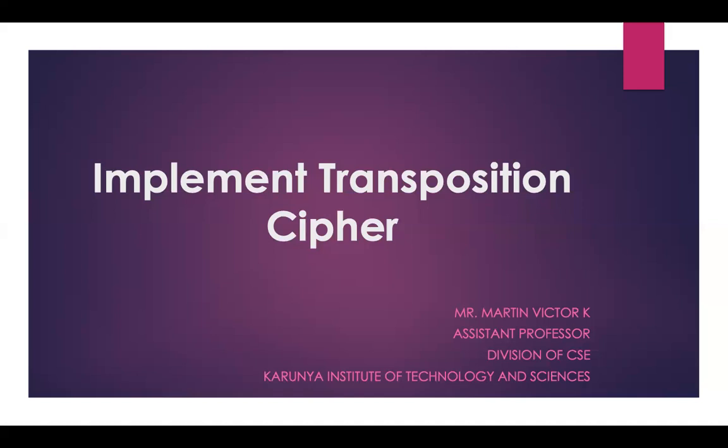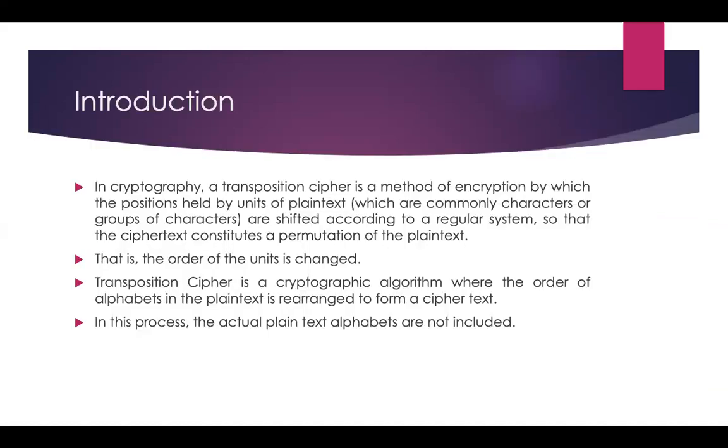So, as I said, it is a method of encryption through which the positions held by the units of plain text are shifted according to a regular system. Then the ciphertext constitutes a permutation of the plain text. That is, we are just changing the order of the units. It is a cryptographic algorithm where the order of alphabets in the plain text is rearranged to form a ciphertext. Again, in this process, the actual plain text alphabets are not changed.